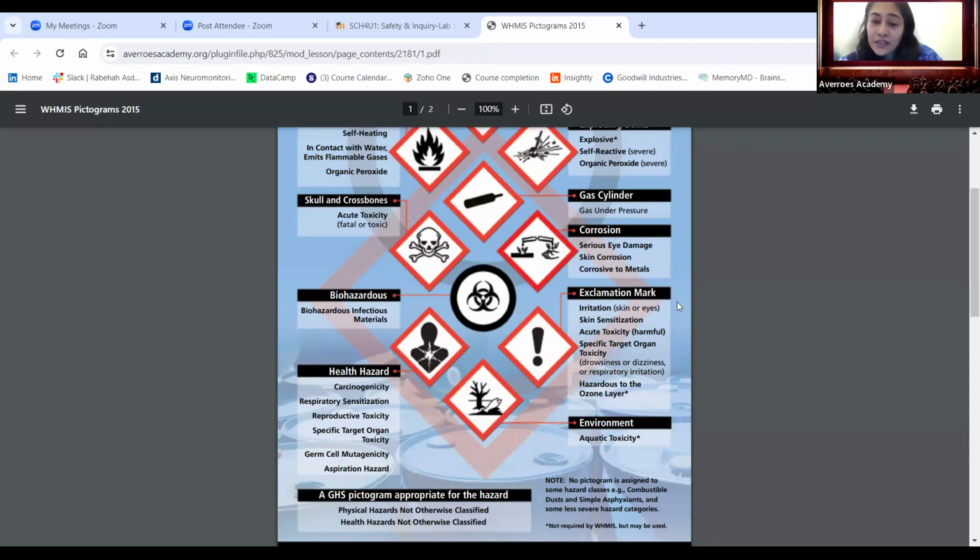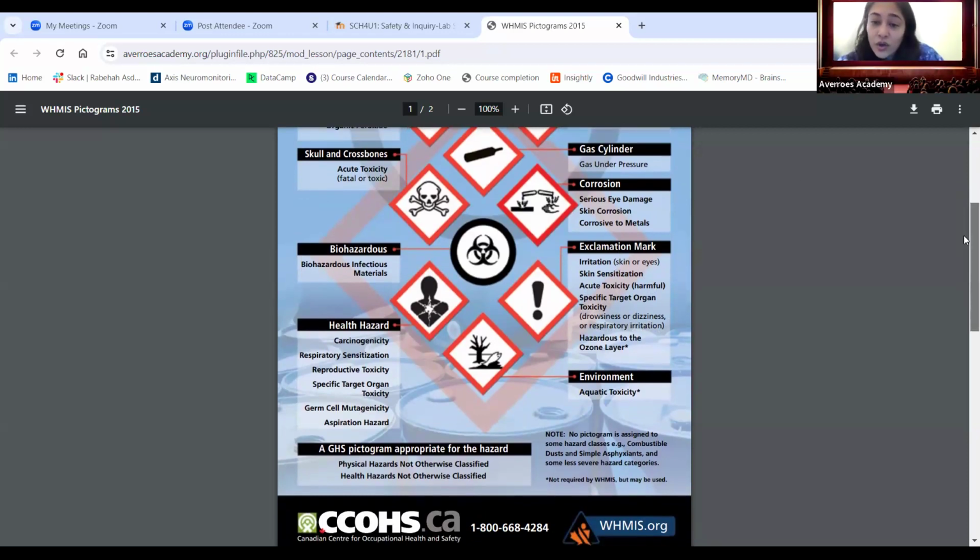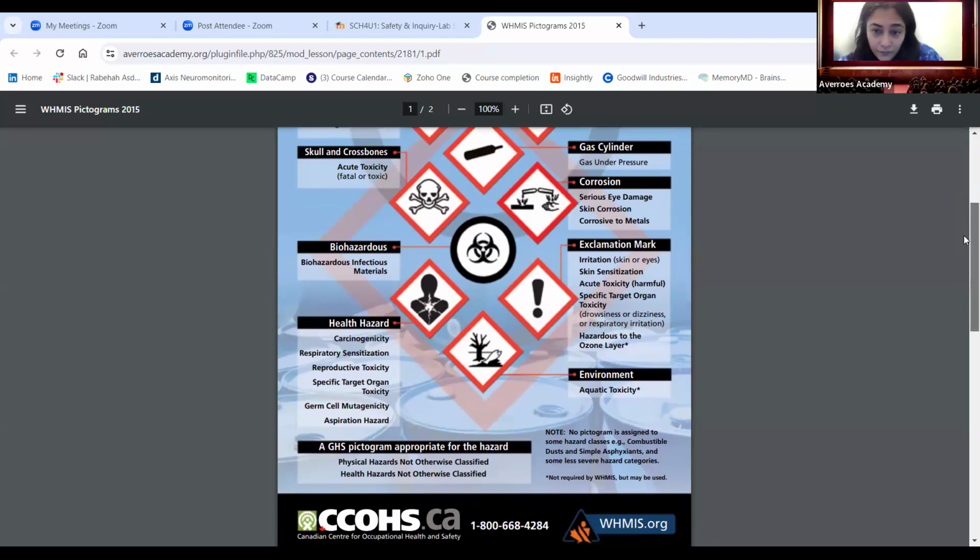And then you have exclamation mark, means that it's irritation. It can cause irritation to skin. It can cause skin sensitization. It could cause acute toxicity. It can target a specific organ. It can cause drowsiness or dizziness or respiratory irritation. And then it is also hazardous to the ozone layer.